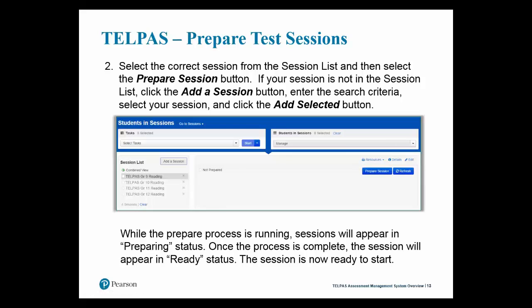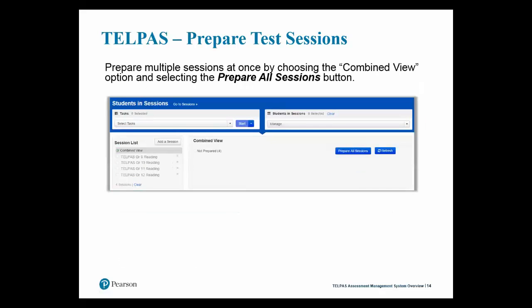You'll see here that the status is showing Not Prepared. So you can select a session from the list and select to prepare the session, and it will start going through its processing status. You could even leave it in the combined view here and prepare multiple sessions at the same time. Once that process is complete, the session will appear in the Ready status. So there's the Prepare Session button, and here's the combined view.